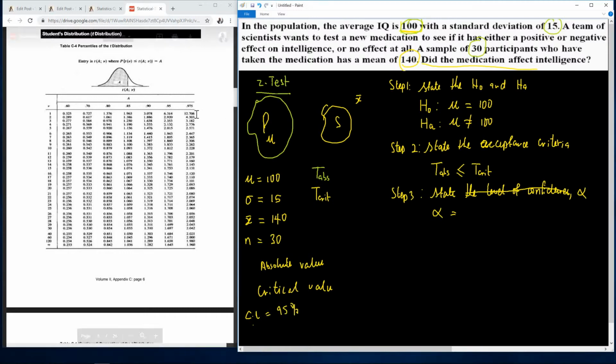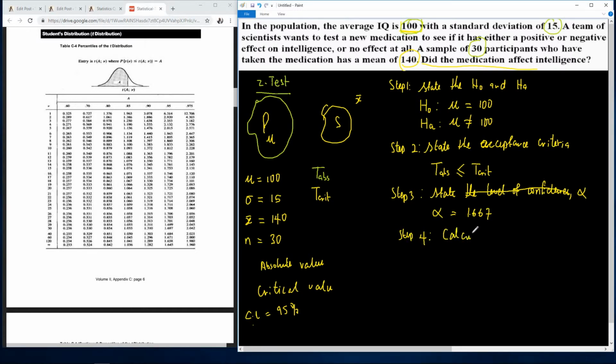So go to 95% and go under n, which is 30. If we go to 0.95 and go under n, we have 1.667. So that is this value here, as you can see. All right, so now step 4.